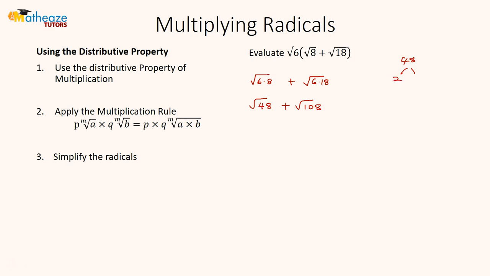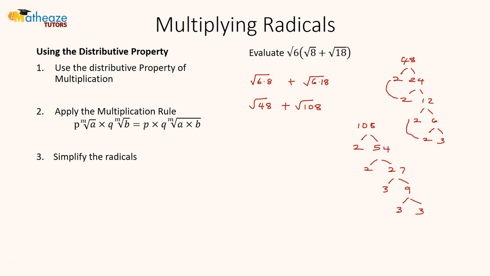48 is 2 and 24, 2 and 12, 2 and 6, 2 and 3. Let's look at 108. We have 2 and 54, 2 and 27, 3 and 9, 3 and 3. So we replace 48. For 48 we have two groups of 2's, so we're going to multiply 2 times 2. That gives us 4 square root of 3 plus square root of 108. For 108 we have a group of 2, a group of 3. So we have 6 square root of 3.